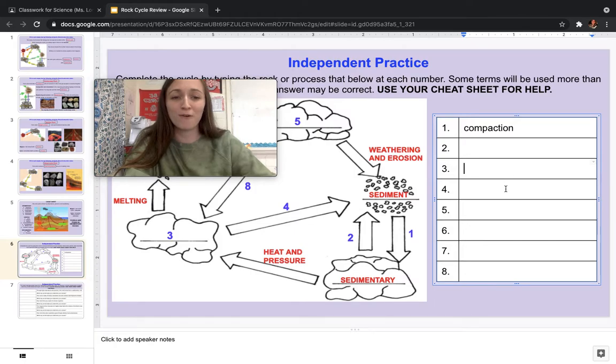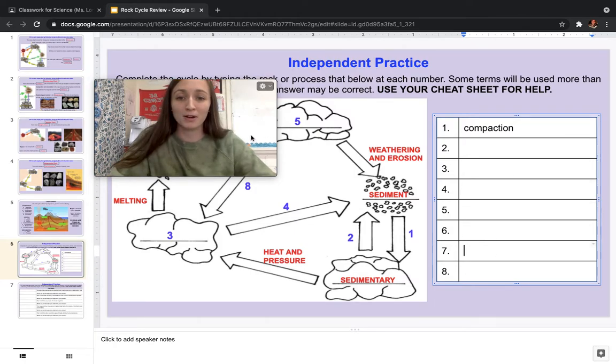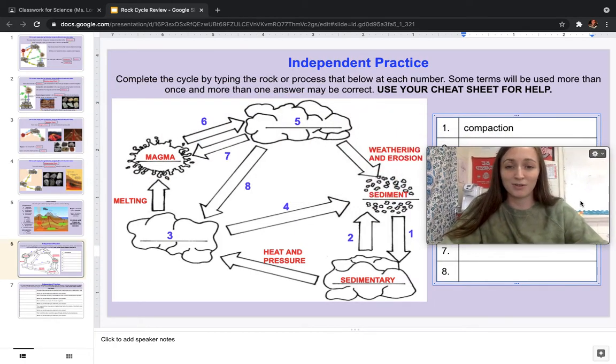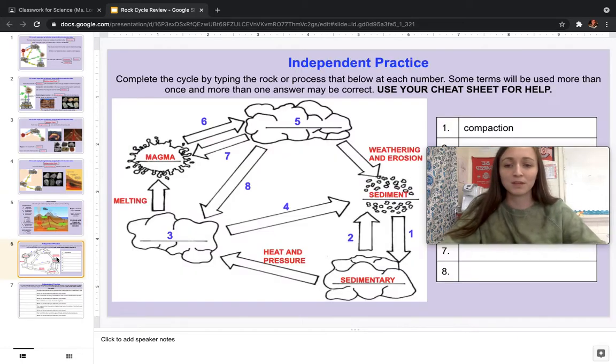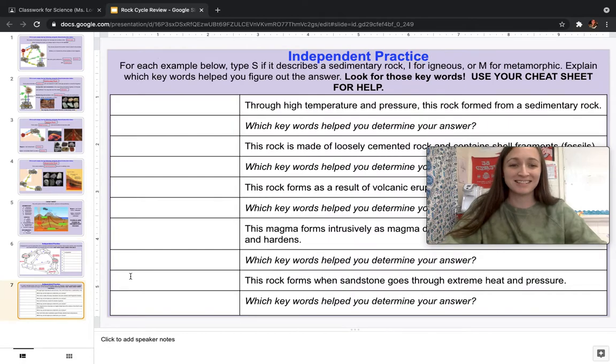So you're going to do that for each of these parts labeled on the rock cycle. Now, don't be silly. Don't play yourself. If you're like, I totally don't remember, use your cheat sheet. It's all right there. It'll help you out. When you're done with that, this next spot over here, it looks like a lot. I promise you it's not.